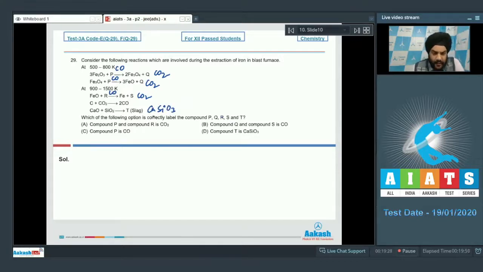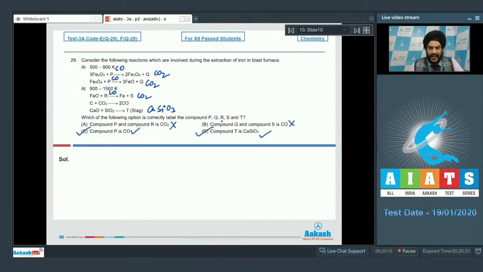Now if you look at the options which are given to us, students, option A says compound P and compound R is CO2. So this is not correct, students. If you look at option B now, it says compound Q and compound S is CO. So this is also not correct, students. If we talk about option C now, compound P is CO, so this is the correct option. And if we talk about the last option now, compound T is CaSiO3, so this is also a correct statement. So out of these given statements, students, the statements which are given in option C and option D are correct. So for question number 29, we have to mark the correct answer as option C and option D.